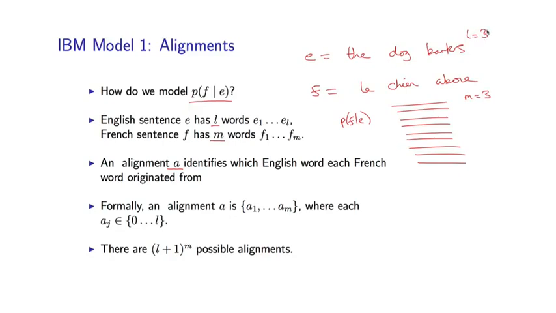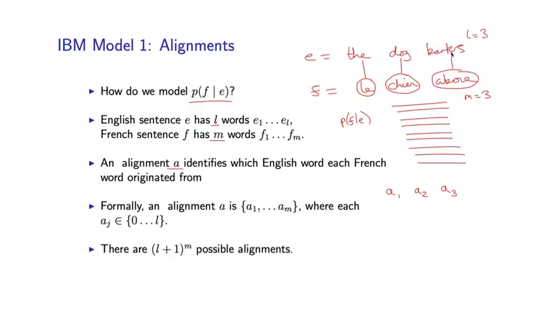And an alignment is just going to be a sequence of values A1, A2, up to AM. A is 3 in this case. And it basically, for each French word, specifies which English word it's aligned to. So here's one possible alignment. We could say le is aligned to the, this word's aligned to this, and this word is aligned to this.